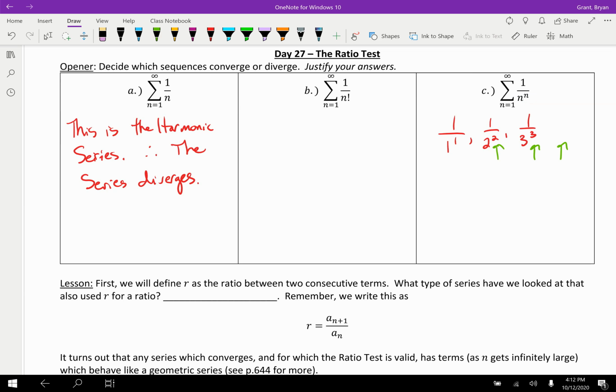So since in the sequence every exponent is larger than 1, my guess is you could probably relate it to a p-series and say, well, this is definitely going to converge. And you're right, these fractions become very, very small very quickly, and it will converge.